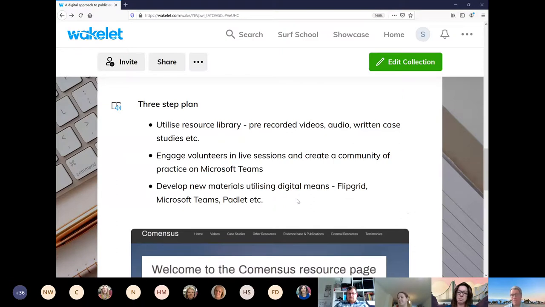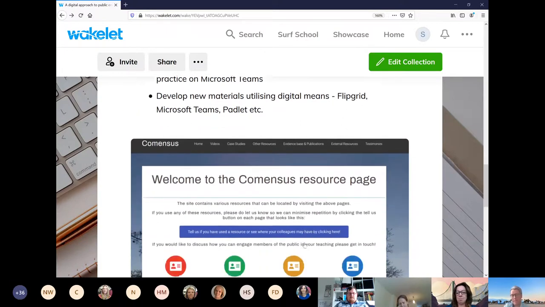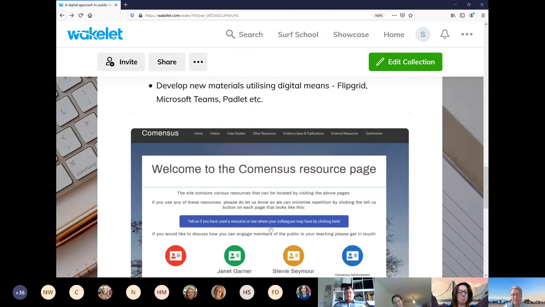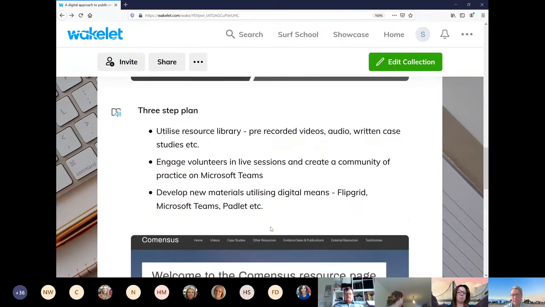One, a bit about utilising this resource library, which had pre-recorded videos, audio, written case studies. It looks a little bit like this to our staff members that can access it, but it's very two-dimensional. The students can't interact with it. It is very much they receive information.